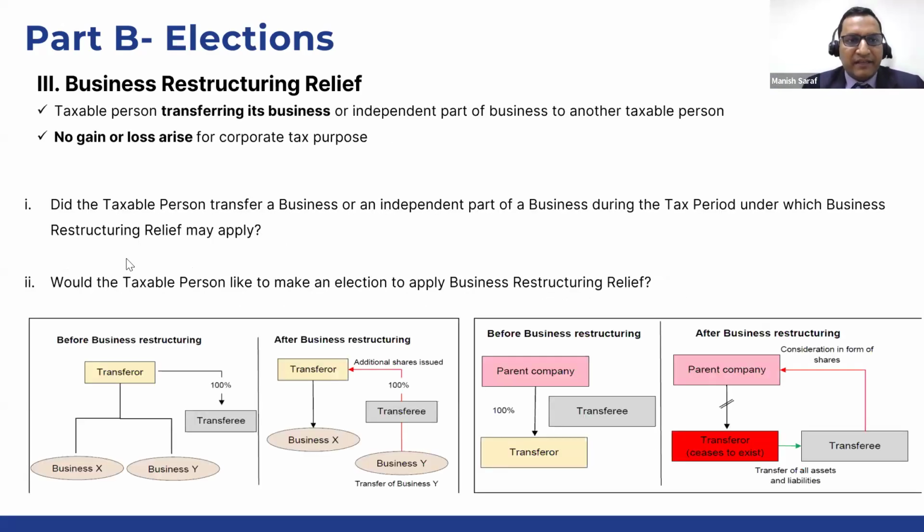So let's look at this scenario here. Say there is a transferor, and at the bottom you have business X and business Y. Say business X is a lease property business, and business Y is facility management.